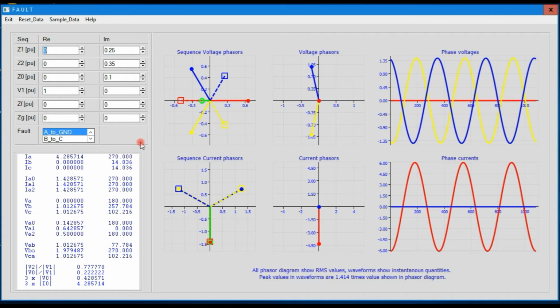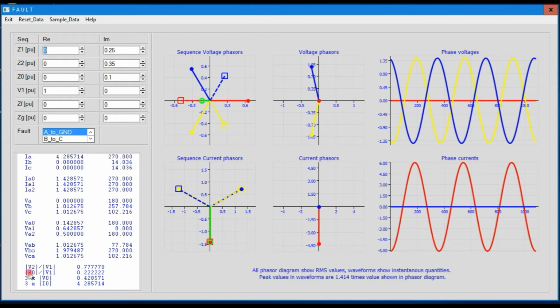In addition to the phasor diagrams and the fault waveforms, we get a tabulation of a number of quantities in terms of magnitude and angle. So we get the currents in each phase, we get the sequence components of current with respect to phase A, we get the voltages in each phase, we get the sequence components of voltage with respect to phase A, and we get the line to line voltages. In addition, we get the ratio of the negative to positive sequence voltage. In other words, a measure of the negative sequence unbalance on the power system.